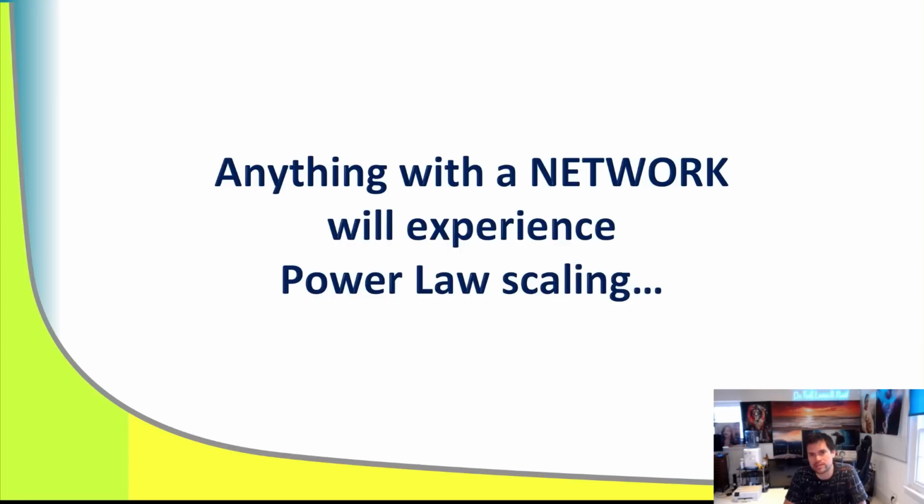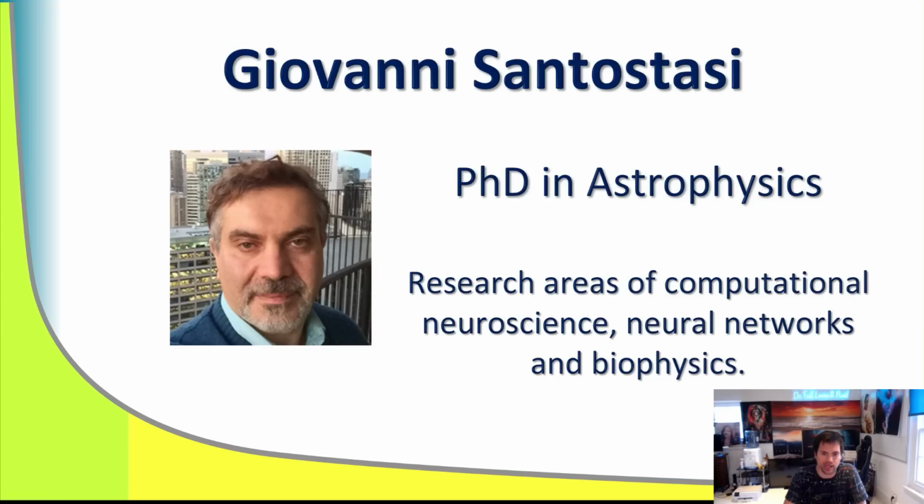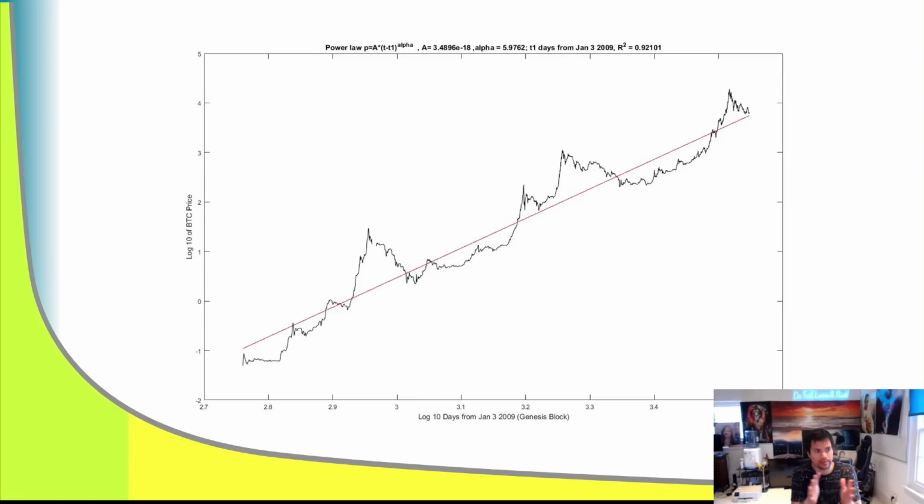And then what happened is that an astrophysicist called Giovanni Santostasi had a look at the power law and assets, and he realized there are no assets on the planet that adhere to the power law. He tried the S&P 500, gold and silver, bonds, commodities, nothing worked. And then just for laughs, he applied it to Bitcoin, and boom, this is what happened.